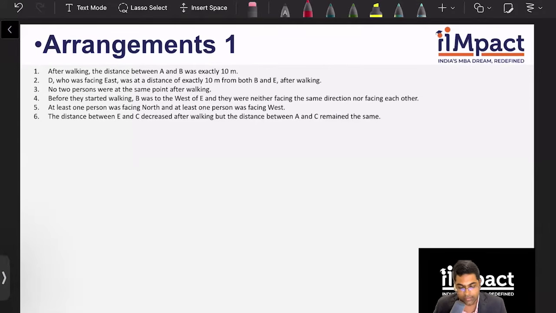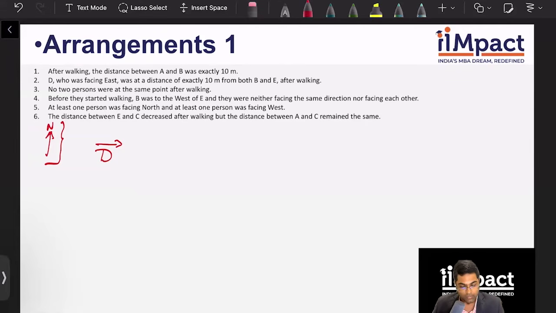Let's look at this. After walking, the distance between A and B was exactly 10 meters. Right now, I don't know the directions, I don't know the starting points, so I will put this clue on hold for now. Okay. D, who was facing east. Okay, so this is a good clue. D was facing east. By the way, guys, obviously I'm taking this as the north. Okay, just letting you know. D was facing east, was at a distance of exactly 10 meters from both E and B after walking. Okay, this seems to be an interesting point.